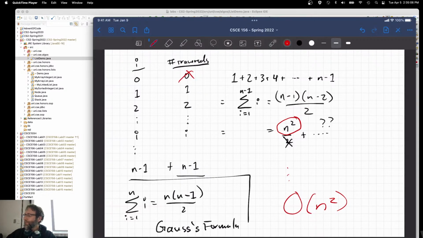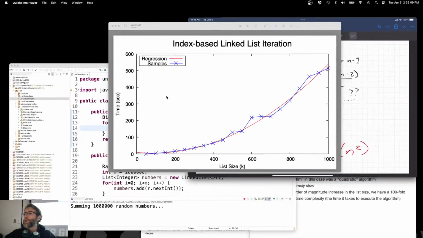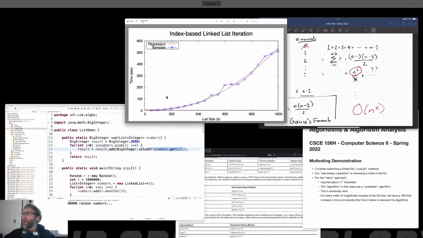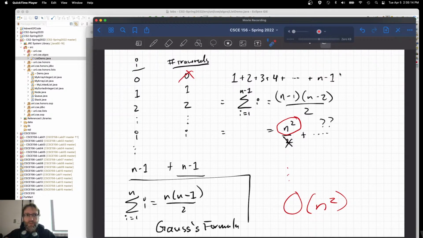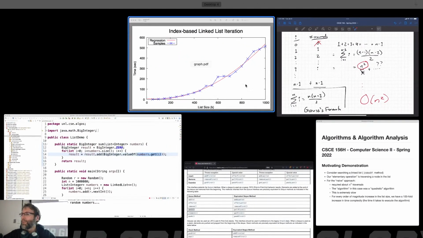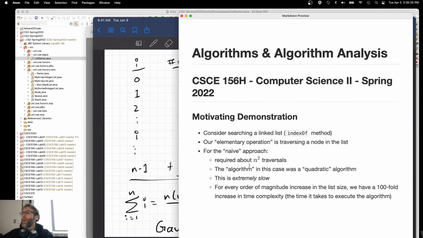So not only do my empirical measurements tell me that it's n squared, but my theoretical analysis of this algorithm is telling me that it's something like n squared, right? Is it done yet? It's still not done, okay? We'll find out, right? So the naive approach requires about n squared traversals. The underlying operations that we're doing here are a quadratic algorithm, and it's extremely slow, right? To provide some perspective here.